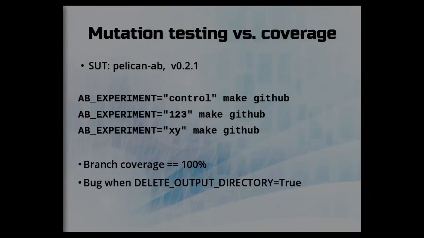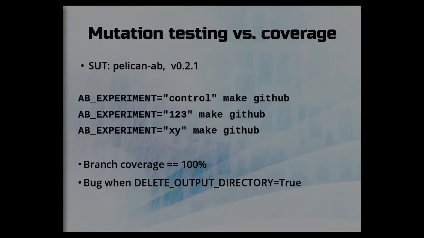In the version under test, we have 100% branch and line coverage of this software, and we also have a bug. There is a setting called delete output directory, which is set to true by default, and this setting isn't something the software under test controls. This lives in an external file where your website configuration goes. So stuff like your website name and your GitHub handle goes into that file as well.